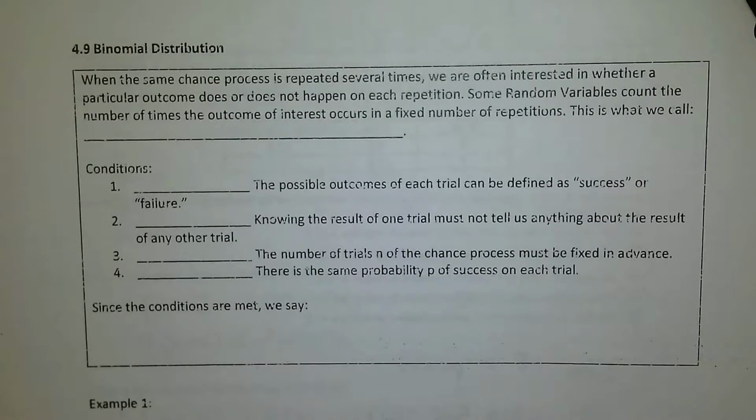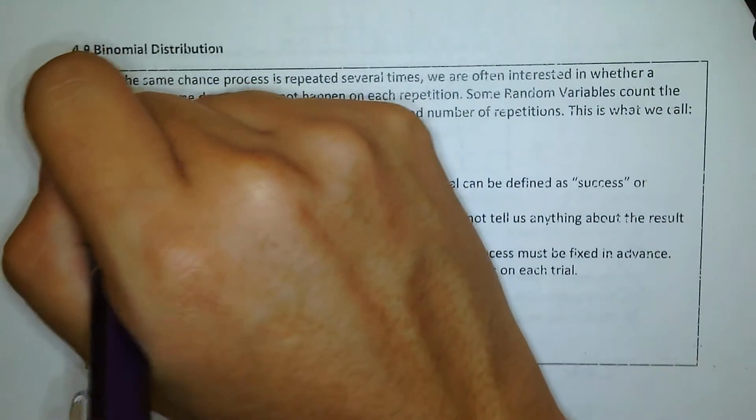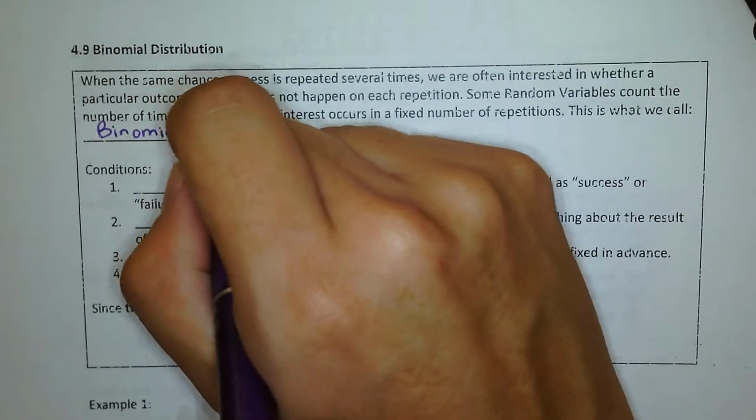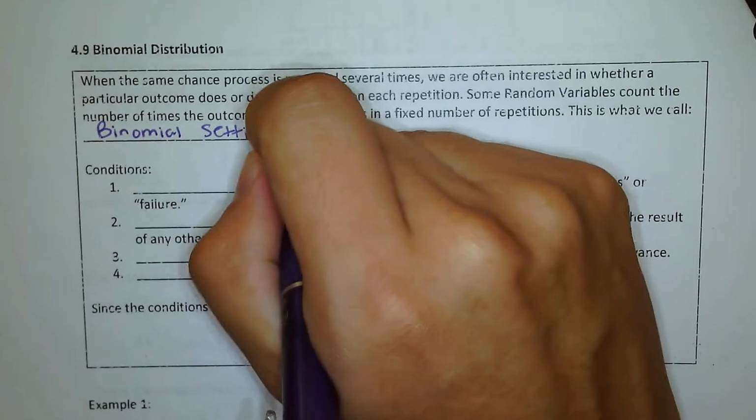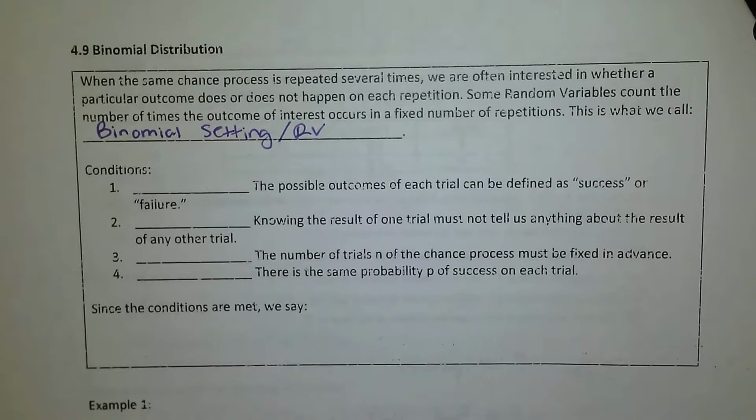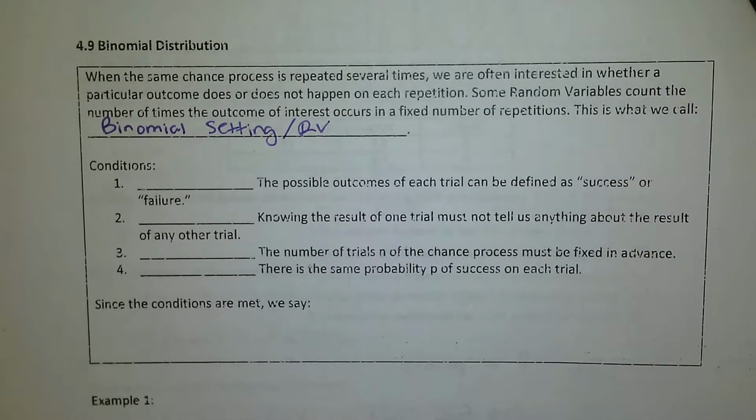So when the same chance process is repeated several times, we are often interested in whether a particular outcome does or does not happen on each repetition. Some random variables count the number of times the outcome of interest occurs in a fixed number of repetitions. This is what we call the binomial random variable. So this is a binomial setting or a binomial random variable here. Now, there are certain conditions that were just described in the situation here.